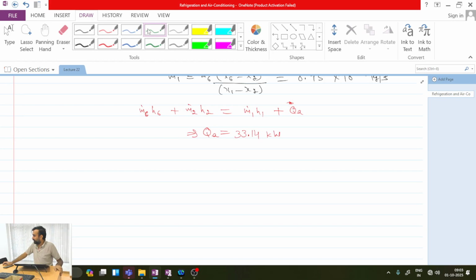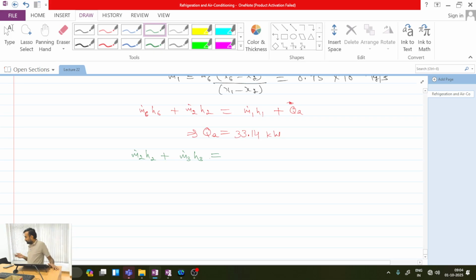33.14 kilowatt. Okay. Now let us apply energy balance across the generator. What will be the energy balance across the generator? Please tell me. In the generator, 2 and 3 are going out. So m dot 2 is going with H2, m dot 3 is going with H3. Okay. What is coming in?